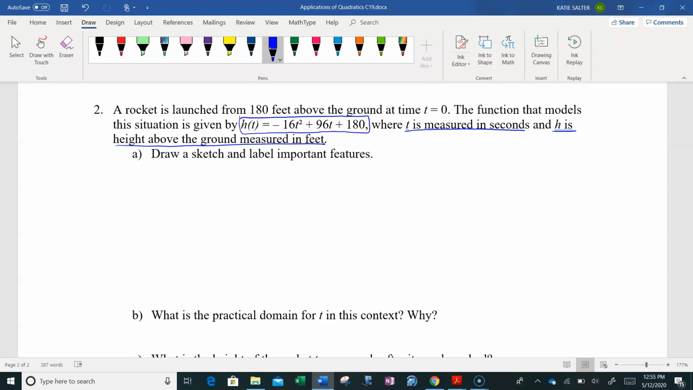All right, well guys, before we even go into Desmos, we know that this is going to open downward because it has a negative leading coefficient. Plus, think about it. It's a rocket being launched. It's going to go up and then come back down. And so you don't really need Desmos to do the sketch. You're just kind of doing that sketch of that piece of the parabola.